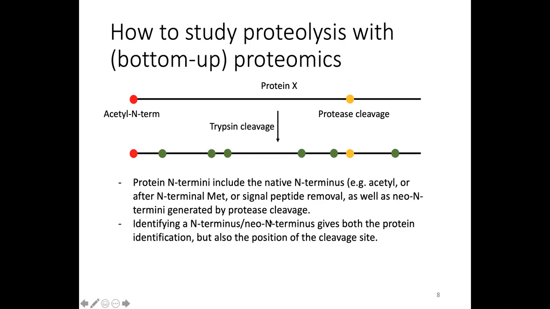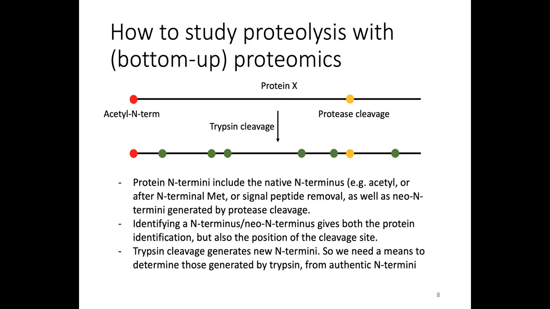Identifying the specific N-terminus or these neo-N-terminal peptides has the advantage that it tells us both what the protein is, so what is protein X, but also the peptide gives us the precise position of this cleavage site. So the very N-terminal residue of that peptide will be the P1 prime residue of any given cleavage site.